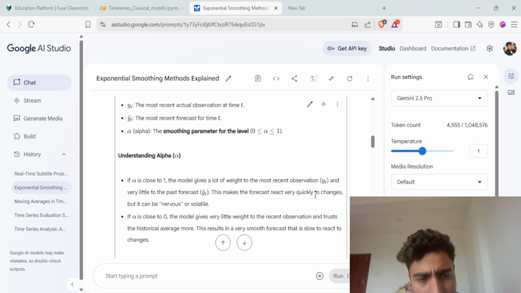Another case is when alpha is close to zero, which is just the opposite of the first point. Then it gives less weight to the observed value and more to the recent forecast value, not the upcoming ones, but we are forecasting the upcoming ones.